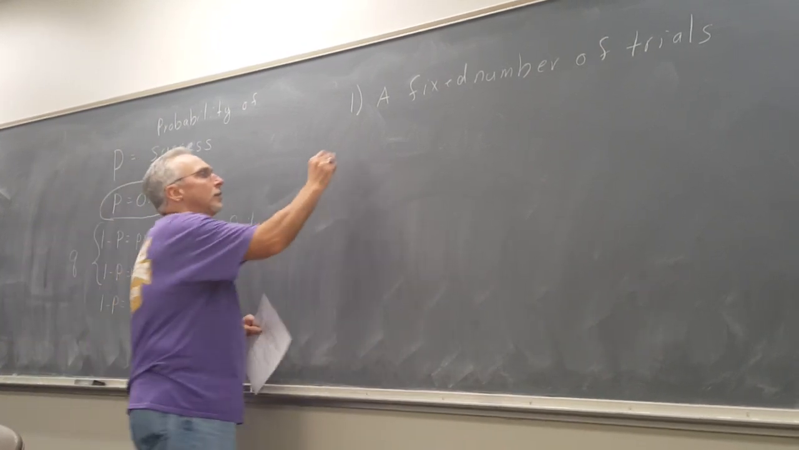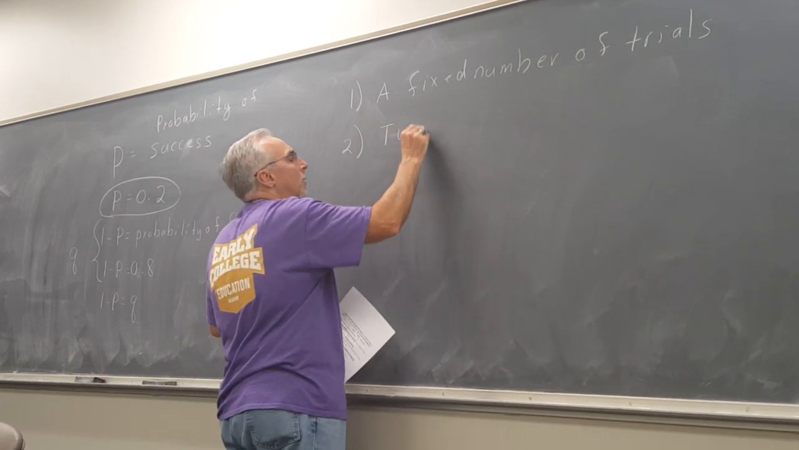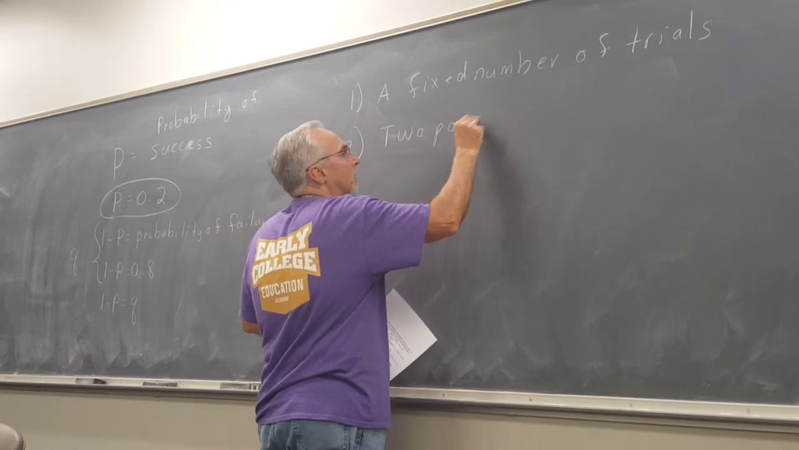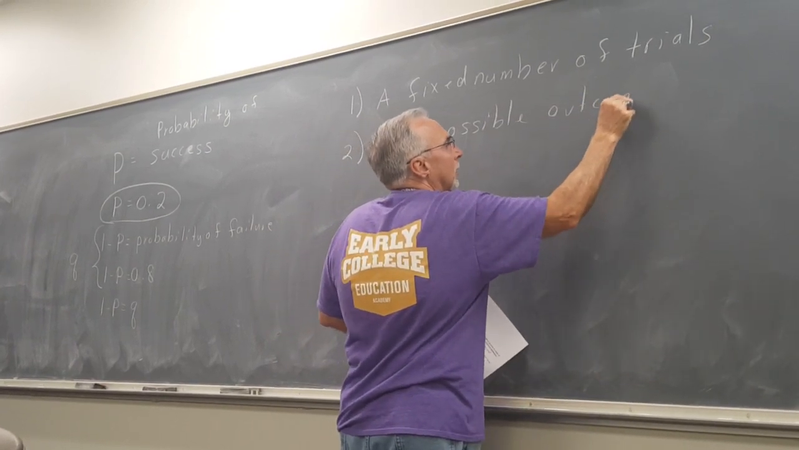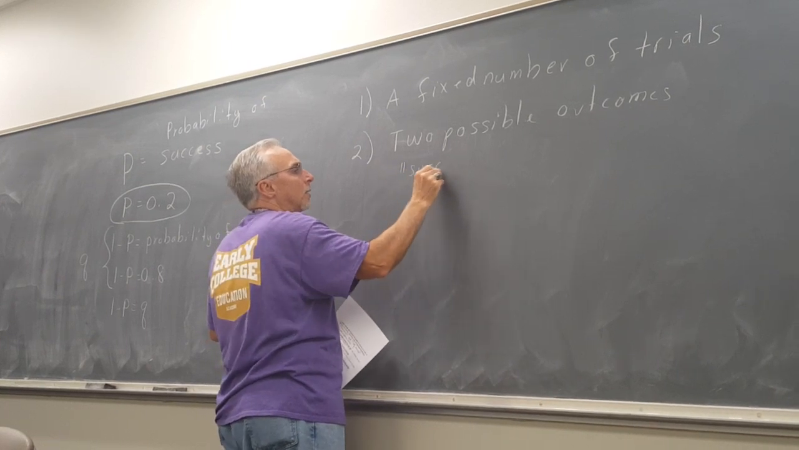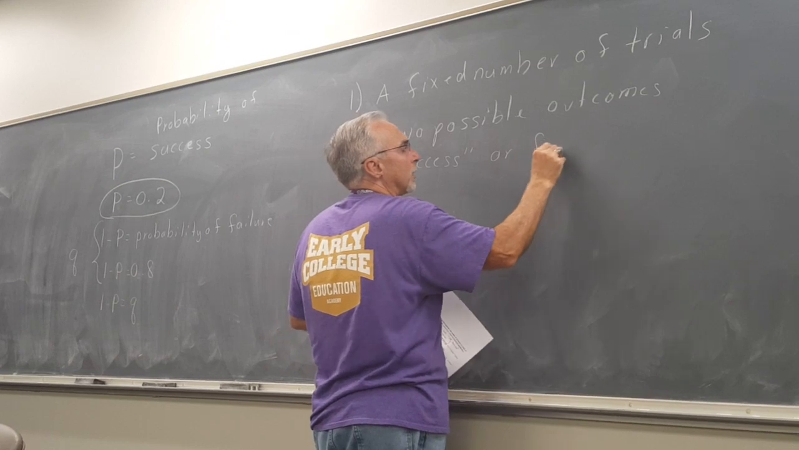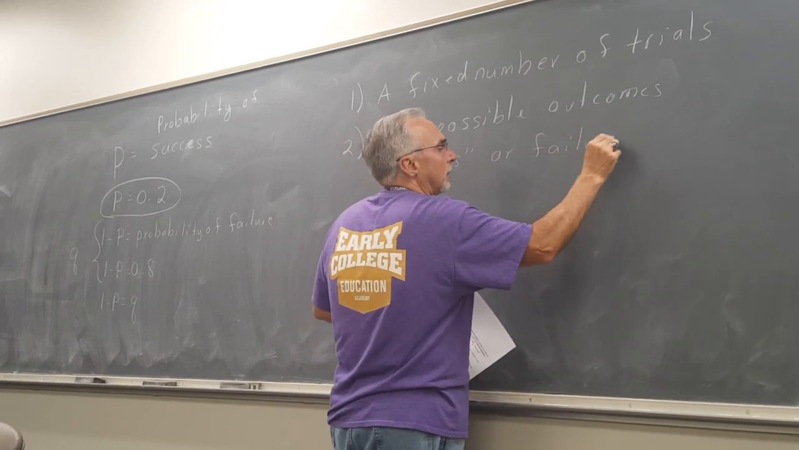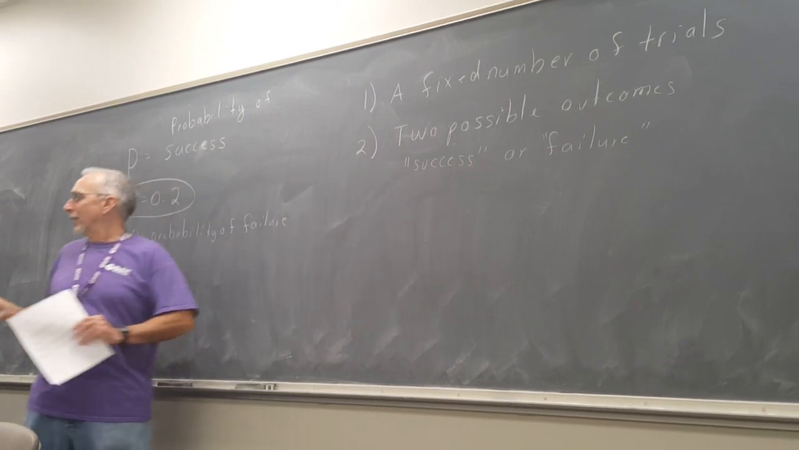Second, you have 2 possible outcomes. And again, they call the outcome success or failure. That's the only two possibilities. If you don't like the word failure, you could say not a success.